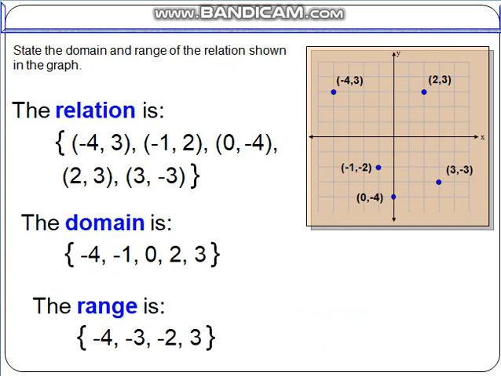State the domain and range of the relation shown in the graph. If we want to show these elements with x coordinate and y coordinate represented in the graph, the relation is (-4, 3), (-1, 2), (0, -4), (2, 3) and (3, -3). The domain is -4, -1, 0, 2, 3, all the first elements in all pairs, and the range is -4, -3, -2 and 3. The representation of the graph is like this.